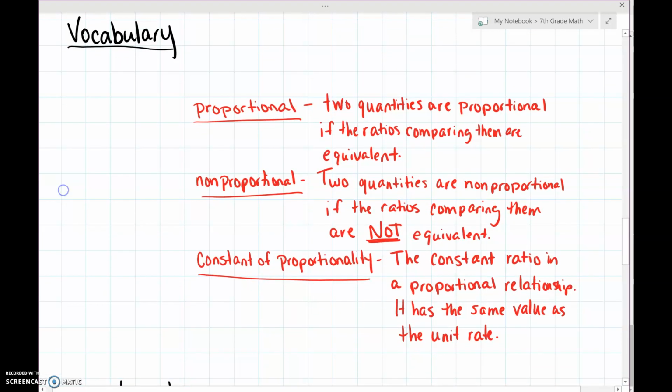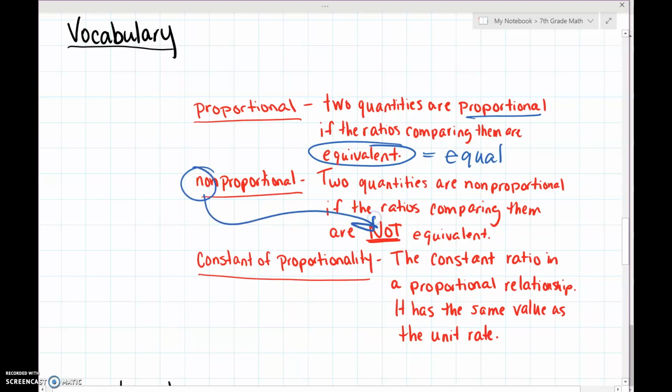Our vocabulary. Proportional. Two quantities are proportional if they are equivalent. What did we say equivalent meant? It means equal. They're the same. Non-proportional. Non means not, means they are not equal. They are not the same number. I have a bunch of different ratios.